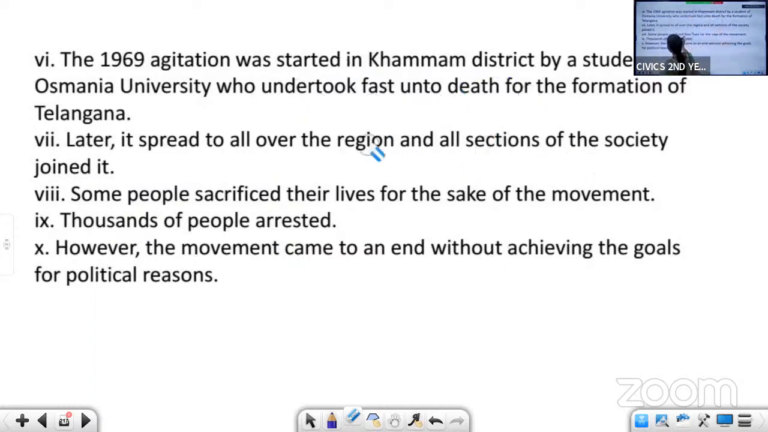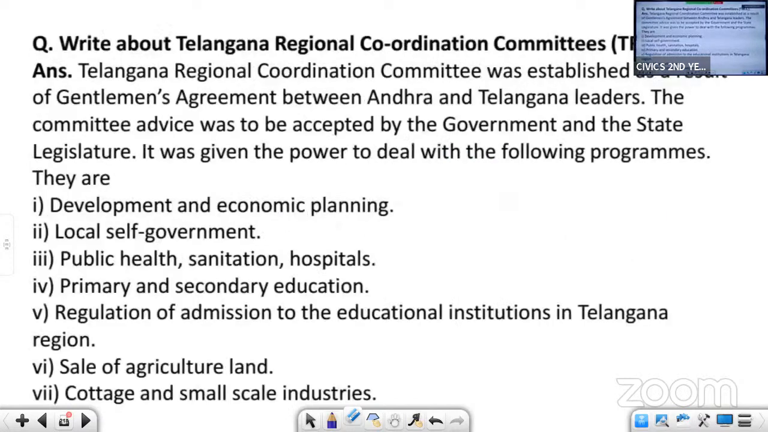Just understand what the question is. If you are able to understand the question, then you can present your answer. The next question is, write about Telangana Regional Coordination Committee. Now, this is again one of the assurances given in the Gentleman's Agreement, TRCC. It is Telangana Regional Coordination Committee.